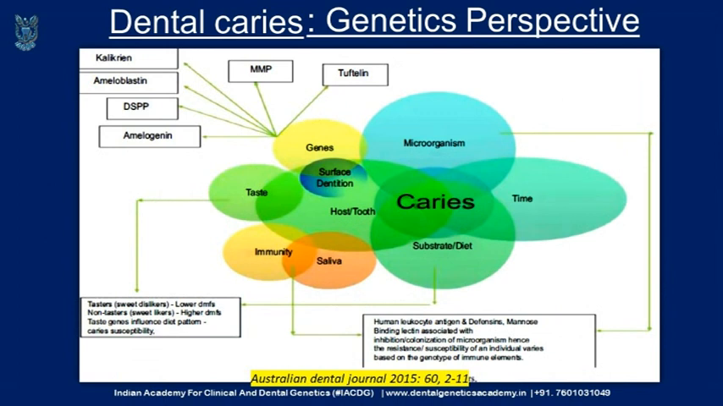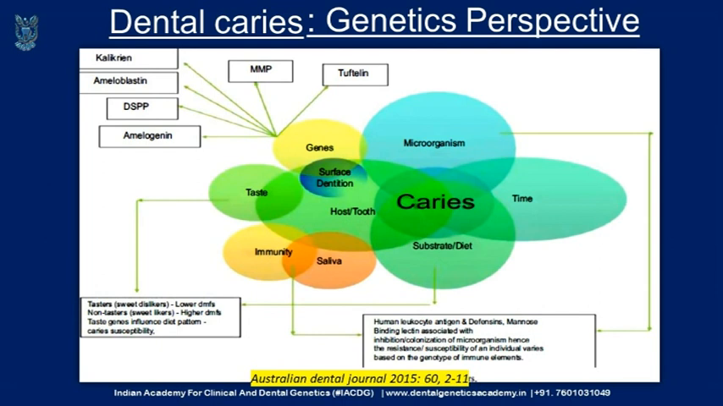But this Venn diagram changes when I just put a genetic perspective. What happens? We need to consider the genes in the host. What in the host should we consider? It's not only the surface dentition, we need to understand about the tooth genes, the taste genes, the immunity genes, the salivary biomarkers, and all the stuff together gives us a complete knowledge.